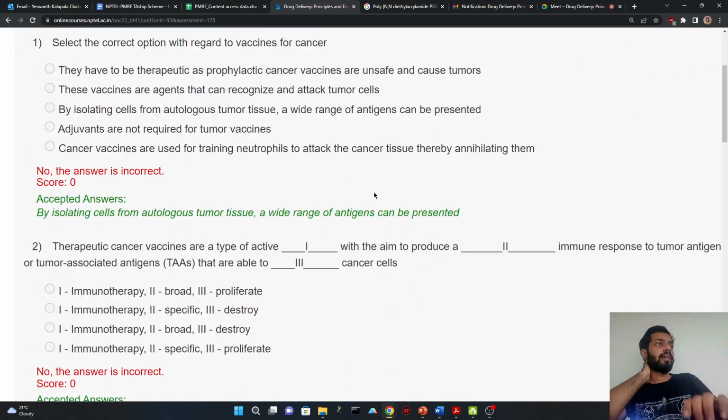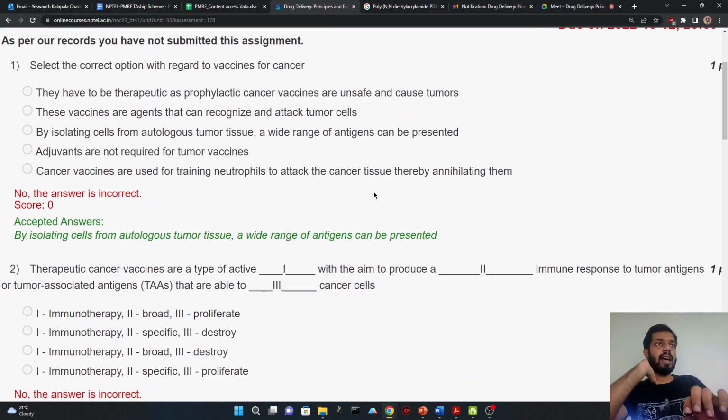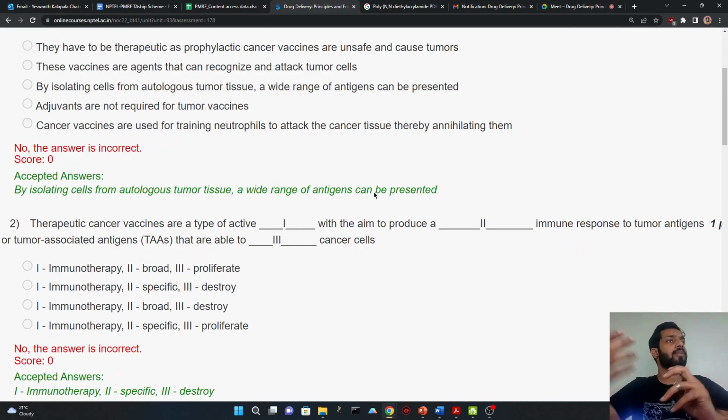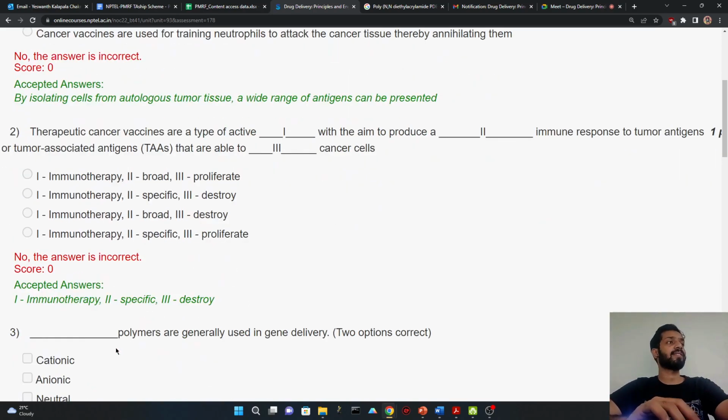Therapeutic cancer vaccines are a type of active dash with the aim to produce dash immune response to tumor antigens or tumor associated antigens. It's option B. Okay, so you're saying therapeutic vaccines are a type of active immunotherapy with the aim to produce a specific immune response to tumor antigens or tumor associated antigens that are able to destroy cancer cells. Yeah, so that's the correct answer. Options A and D are incorrect, right? You can't proliferate the cancer cells. Between options B and C, you would want to be as specific as possible, because if you're broad, cancer cells are ultimately your own cells, so there will be an immune reaction mounted against self cells as well.